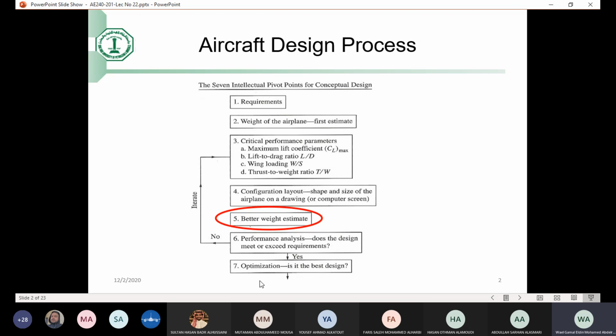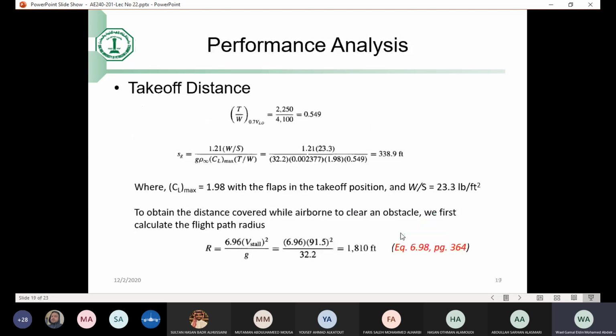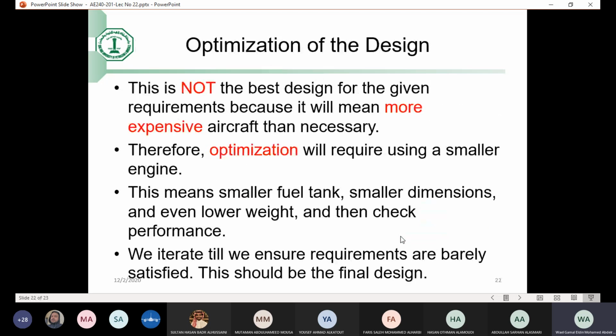Now this cycle is not a part of AE240. We will not do that. It's not even done in the textbook in chapter 8. It just mentions that after the final step, which is the performance, we need to make a decision of reducing the engine size. That will reduce the fuel tank, the wings, the weight, and iteration should be done until we get the final design. In AE427, we do one other cycle because we start earlier in the semester. We start from week 2 working on the project.